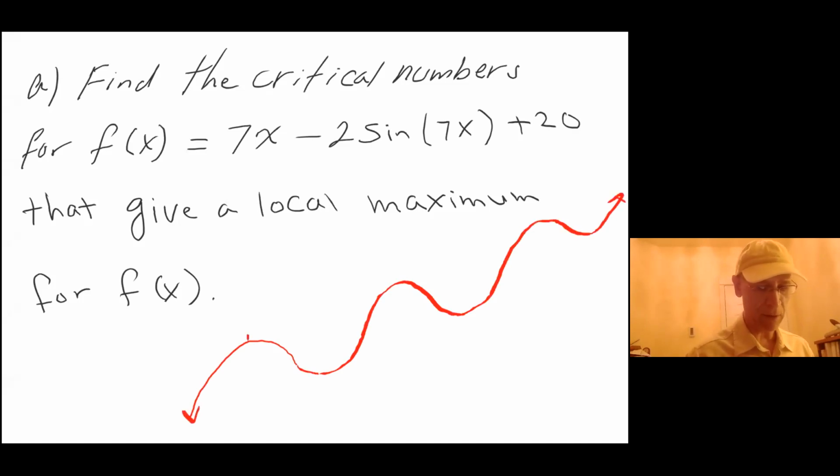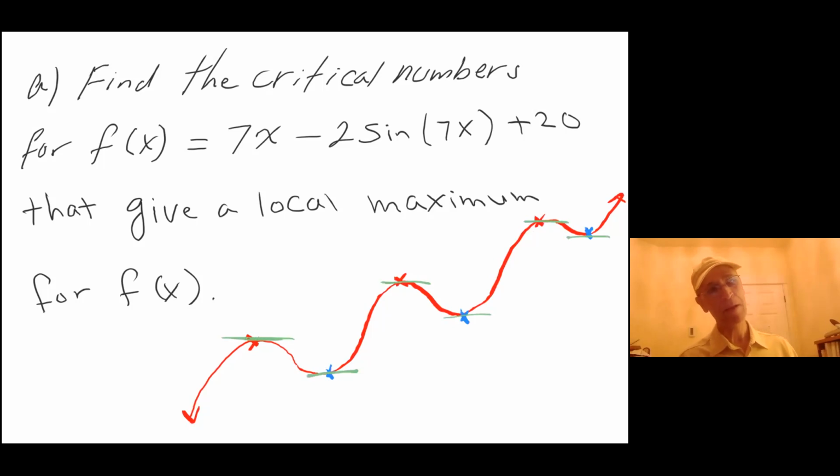So infinitely many local max and local minimums. So the strategy here is to take the derivative, set it equal to 0, find the critical numbers, and these critical numbers will point out to the local maximum as well as all the local minimums. So how can we decide if I do have a local max or a local minimum?